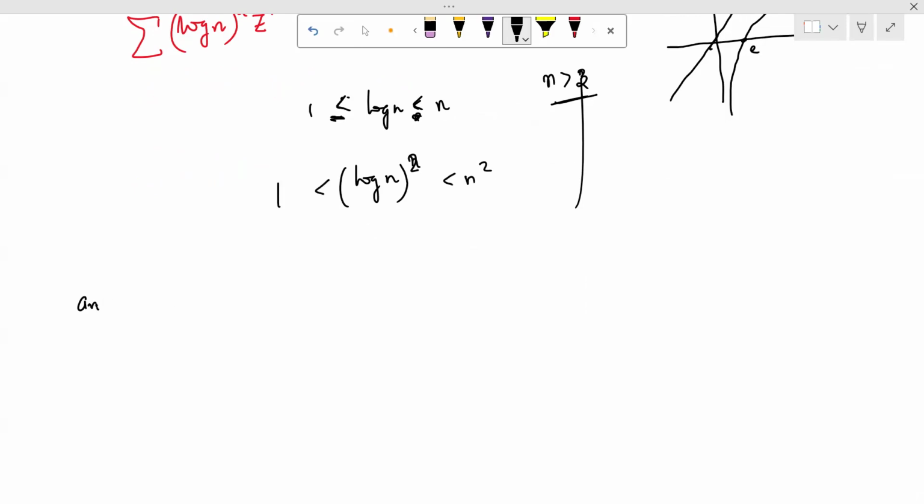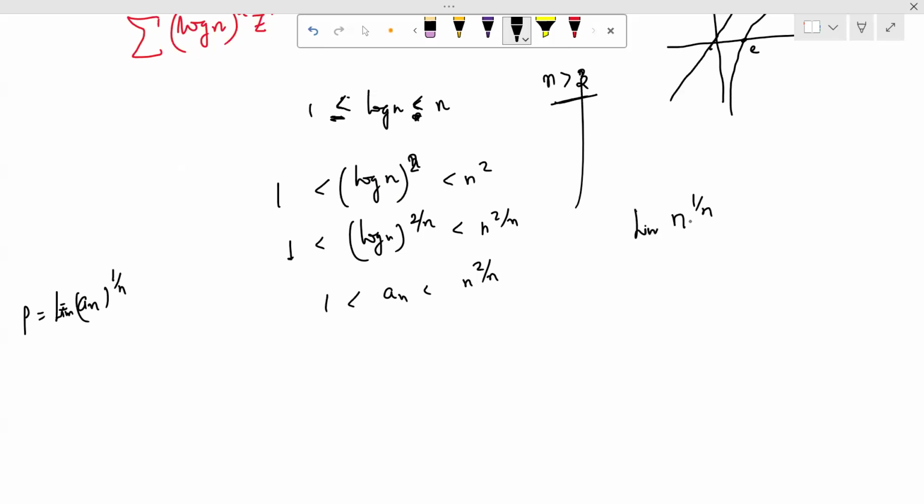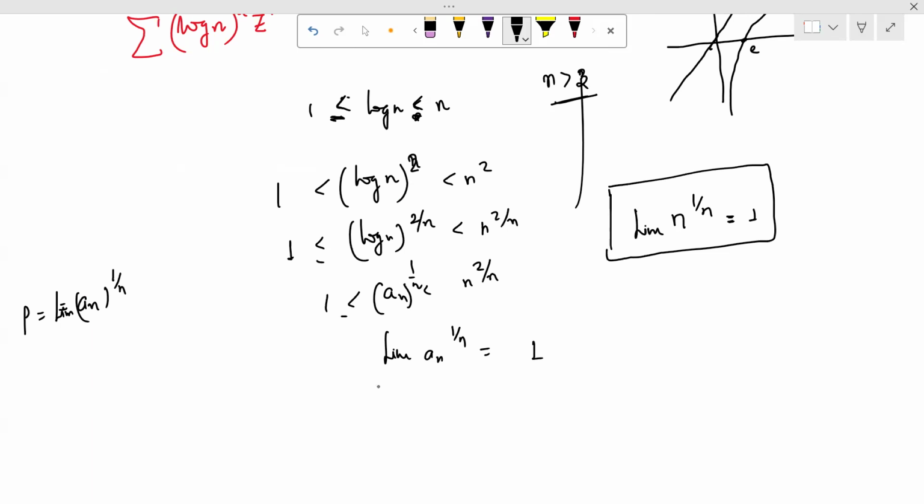And if I want to find the radius of convergence, first I'm supposed to find rho. What would be rho? Limit n tends to infinity, a n raised to power 1 upon n. So I'll take 1 upon n on both sides. So a n will lie between n raised to power 2 upon n and 1. And this limit, I've done in real analysis already; you can take log on both sides and do the same. Limit n tends to infinity, n raised to power 1 upon n, you already know this is 1. So by the Sandwich theorem, limit n tends to infinity, a n raised to power 1 upon n is equal to 1. So what would the radius of convergence be? Simply 1. I hope it is clear.